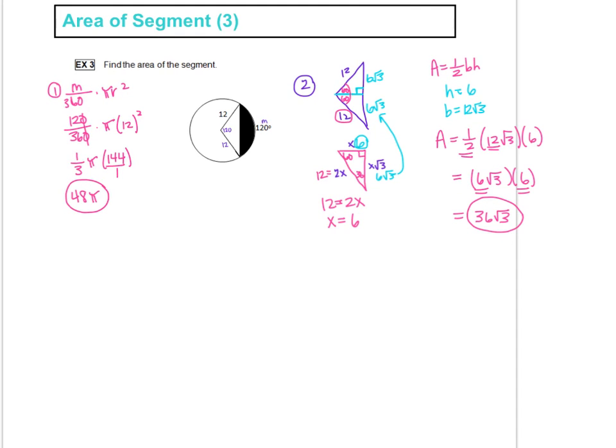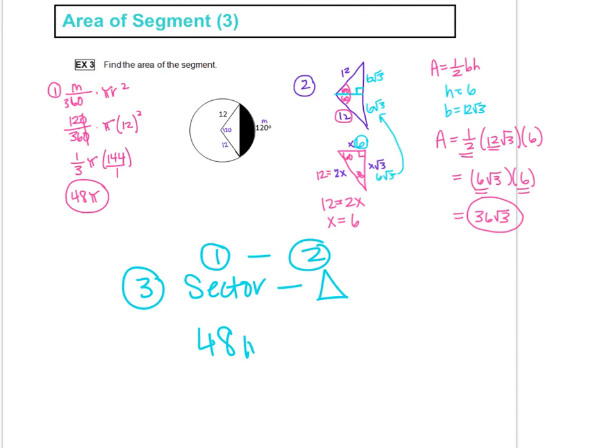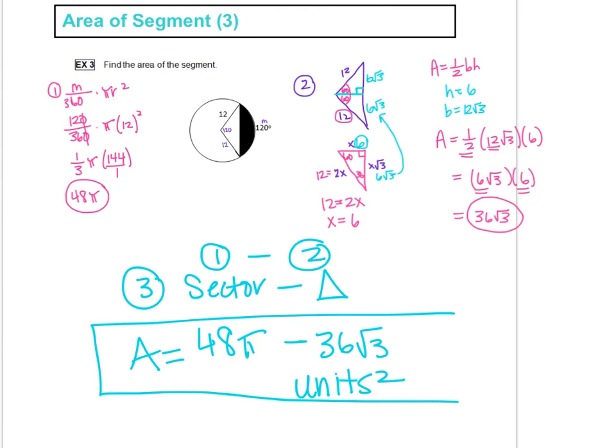Now we are ready for step 3 that says to take the area of the sector and subtract out the area of the triangle. Remember, it's step 1 minus step 2. So the area of our sector was 48 pi minus the area of our triangle is 36 square roots of 3. Those are not like terms, so we're going to leave our answer like that. We just need our units squared. So we get weird looking answers, but that's okay. That's an exact value, and it is correct.